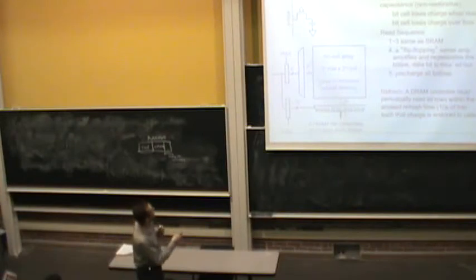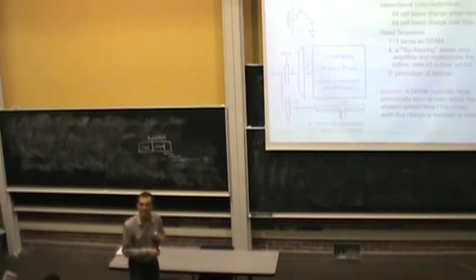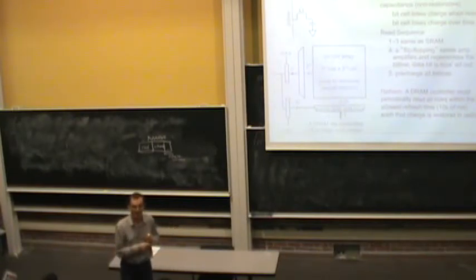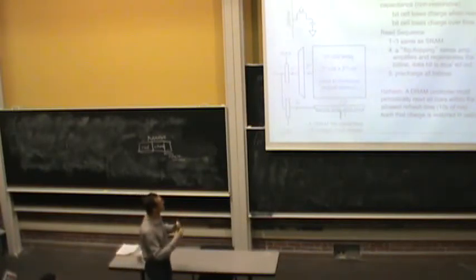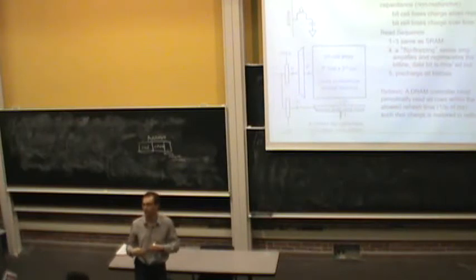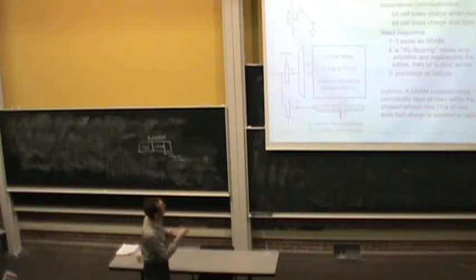Okay, so other differences, well, we've already talked about this. Bits are stored as charges on the capacitance, and the bit cell loses charge when it's read. Not only when it's read, but also loses charge over time. Which means that when you read a row, you destroy all of the contents of the row. So after you read it, you need to restore the row. And over time, you need to do a refresh.